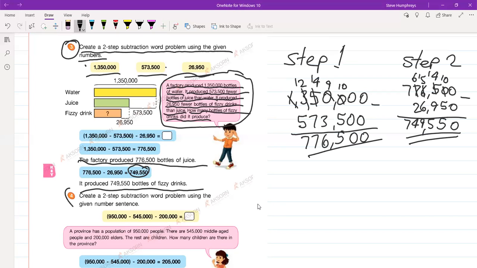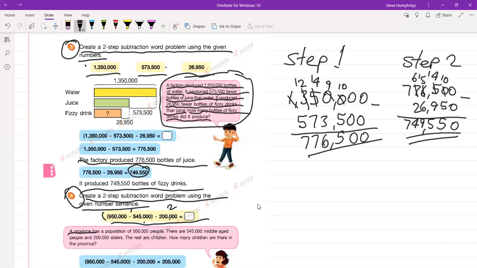And number 4, an example. Create a two-step subtraction word problem using the given number sentence. Okay, so it gives you this number sentence. 2 steps, that's step 1, that's step 2. Get that answer? 950,000 minus 545,000. Step 1. You get that answer, then you subtract 200,000 to get step 2.